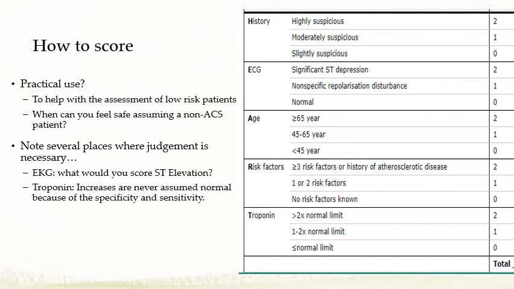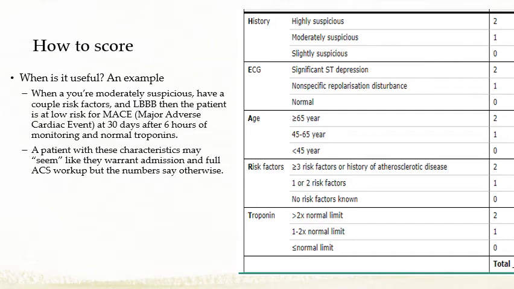Also, note the places here where judgment is necessary, right? If everything else is 0 points, but they have an ST elevation, they might only score 2. But that doesn't mean that they're okay to go home, right? So if someone has everything else normal, but they've got 2 points just because of troponin, it doesn't mean they failed the heart score, right? That means you're assuming ACS still because it's troponins.